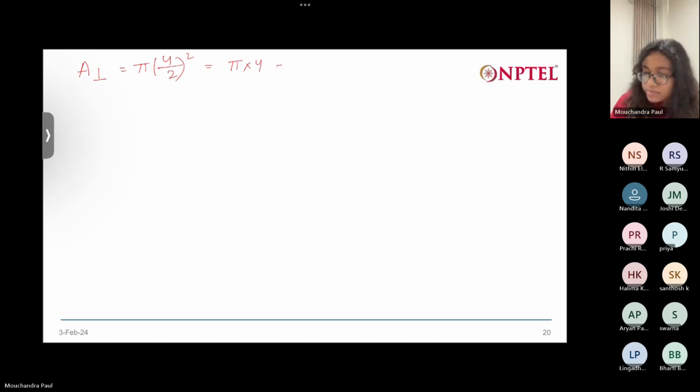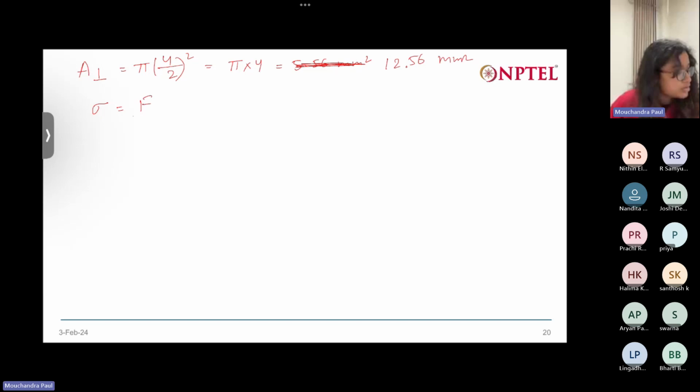Anyone? Pi into 4, 12.56 mm square. Okay, I misheard you. 12.56. Okay.